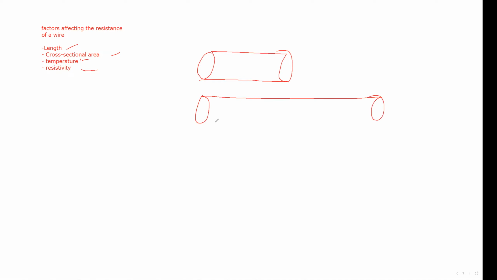So how is each and every one of these factors going to affect the resistance of the wire? If you want to remember how these things affect the resistance of a wire, I want you to imagine them like pipelines first. Let's imagine I have a pipeline of this length and another pipeline of this length here, and I have the same amount of water flowing through here and here. Which one do you think the water can easily flow out of between these two pipelines?